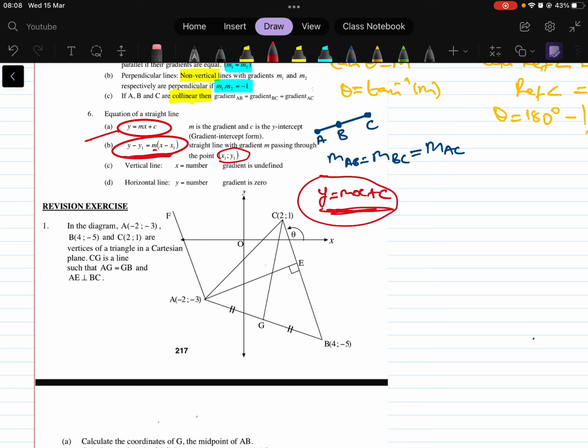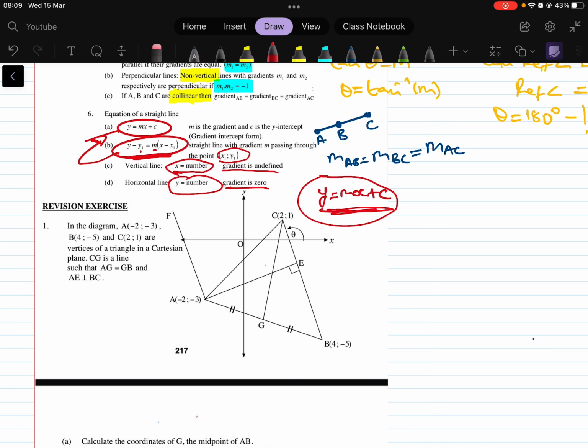Don't leave it like this. Don't just substitute a point and then leave it there. You need to simplify and get back to the actual standard form of a straight line. Okay, for a vertical line, the equation is just given by x equals a certain number. For a horizontal line, the equation is given by y equals a certain number, and for the horizontal line, the gradient is 0. For a vertical line, like I said, the gradient is undefined.